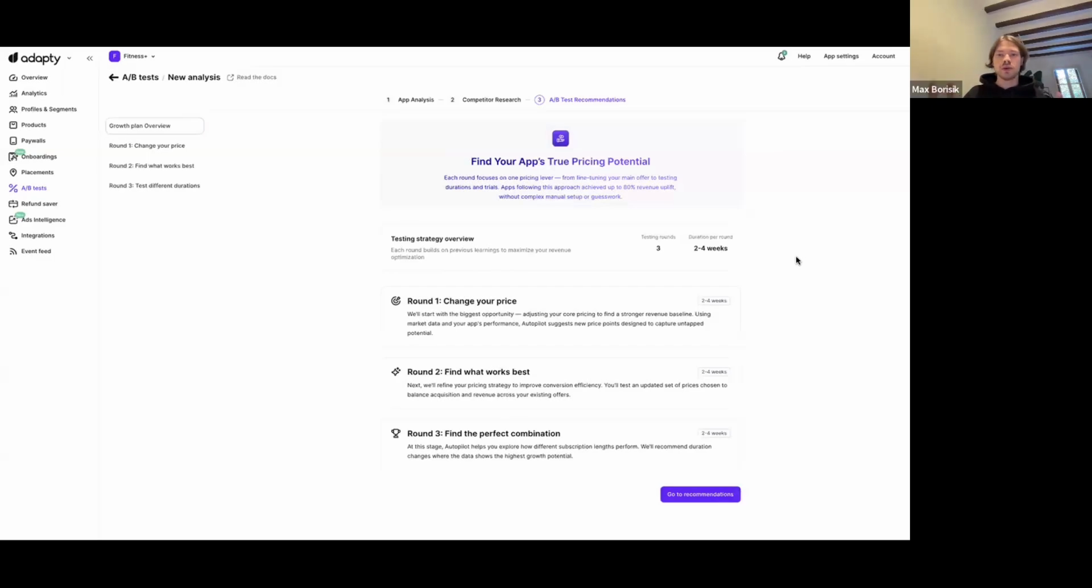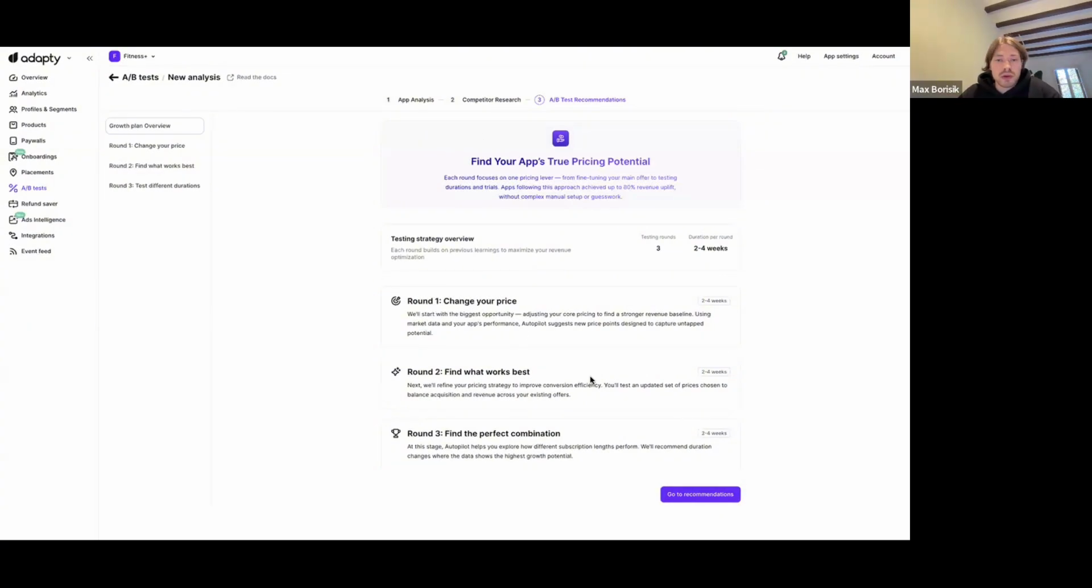The recommendations we give are hypothesis-based. We never know whether something will work out or not, but according to our data and our algorithm, most likely it should. And to find out, you really need to try. That's why we give recommendations in terms of rounds. I think in the future we will remove the round as an entity, but right now, yeah, it's called rounds. And in each round, we give you one particular idea of what you should test.